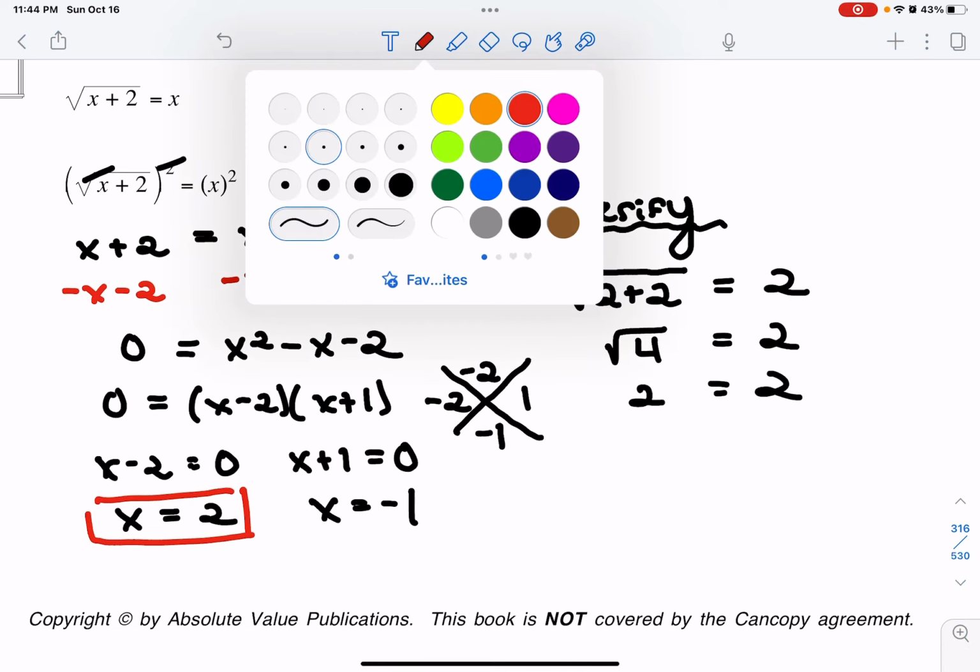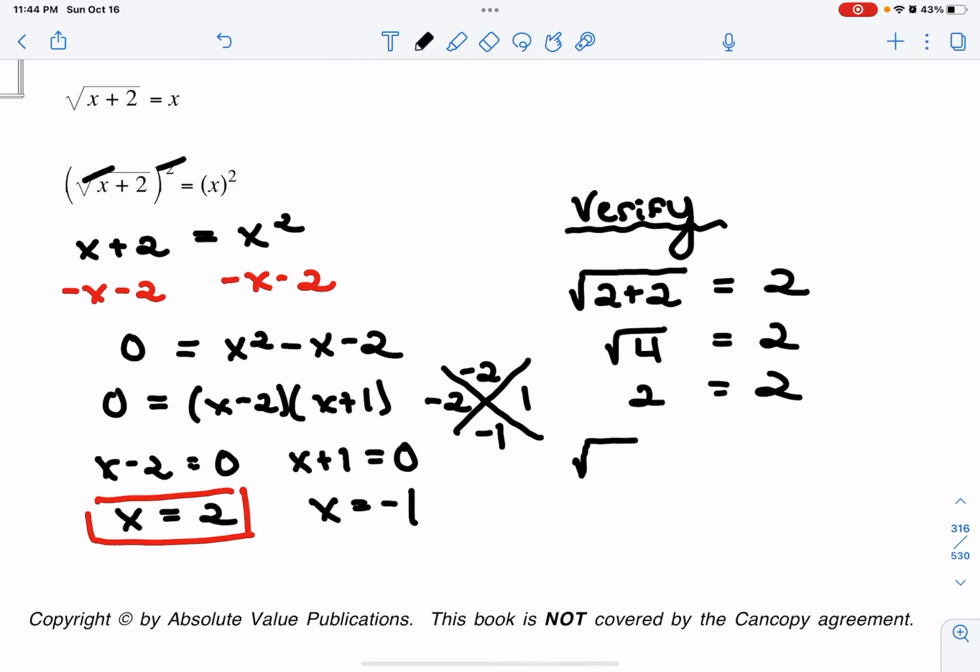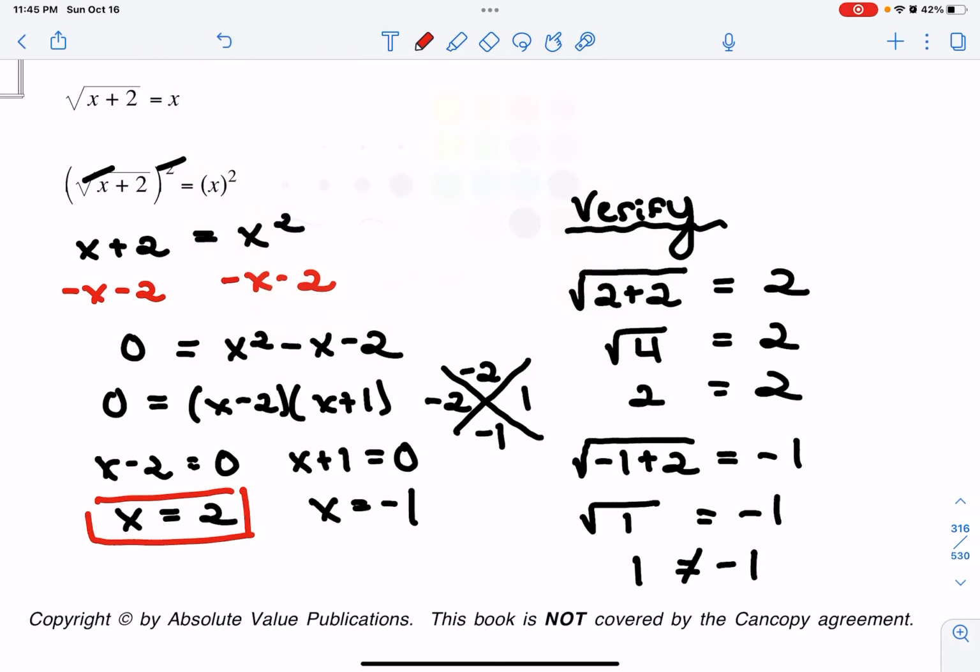Now let's do that with the second one. We have an x this time of negative 1, and it's being added to 2, which is supposed to be equal to negative 1. Negative 1 plus 2 is the square root of positive 1, which is equal to negative 1. 1 does not equal negative 1.